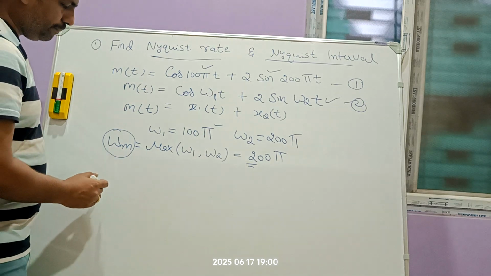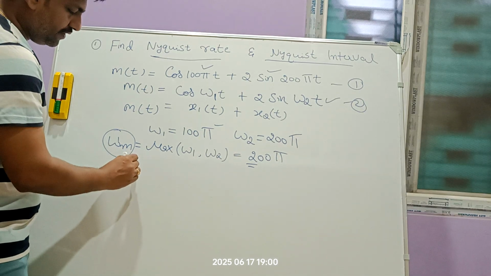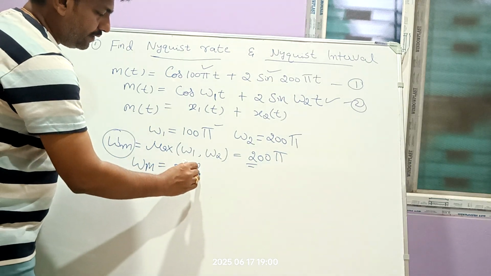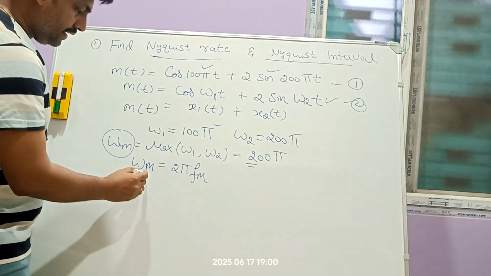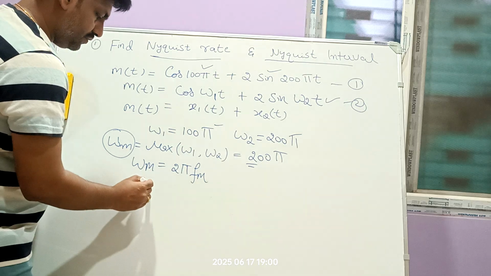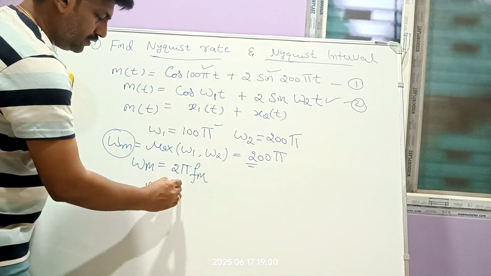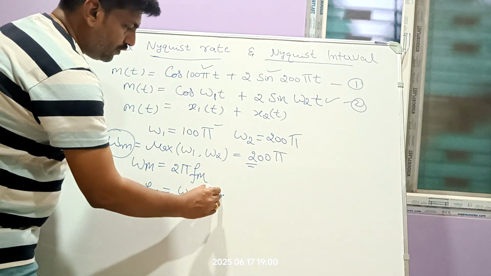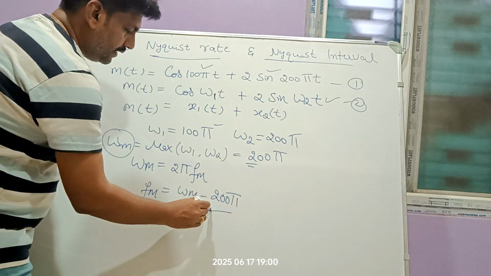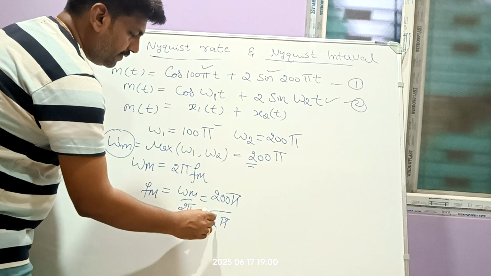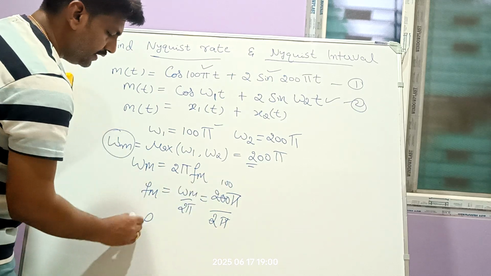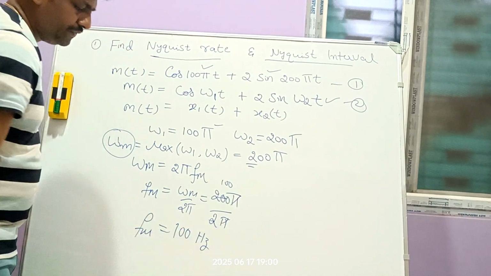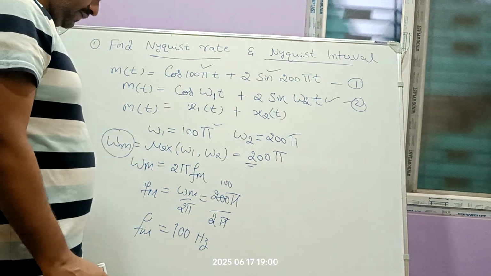Once we get omega m, you can easily get the value of fm. Omega m is nothing but 2 pi fm, so fm is equal to omega m divided by 2 pi. The value of omega m we got is 200 pi, divided by 2 pi. So pi will get cancelled, and you will get 100. So that is the fm value, you will get it as 100. The unit of that is hertz. So you get fm as 100 hertz, right?